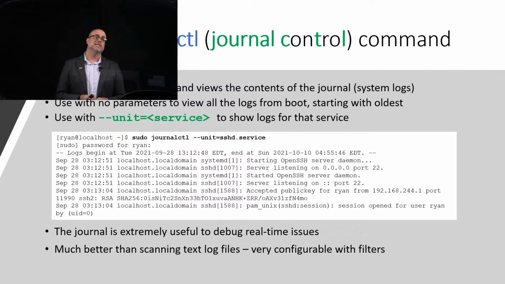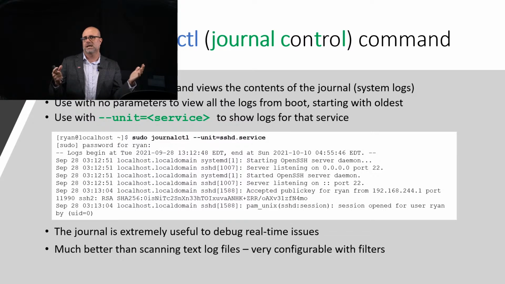So the Journal CTL command, or Journal Control, like I have this in green here, I always try to highlight how this name came to be. The Journal Control command just views the contents of the logs in the journal. That's all it does. If you use it with no parameters, you just type Journal CTL and press enter. And if you're on your CentOS machine, you can do this now and follow along. It will just start showing you the logs right from the start where your system booted up.